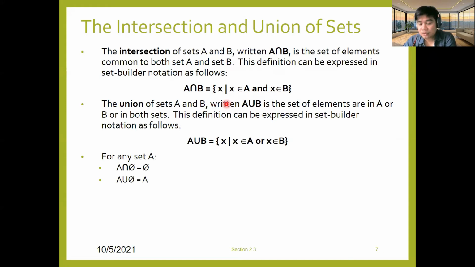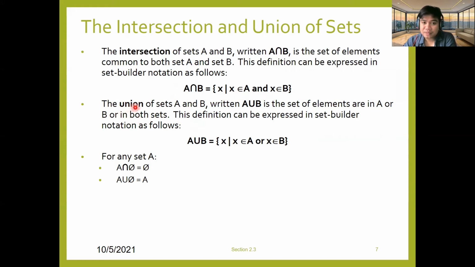Kung kinukuha natin yung intersection ng dalawang set, we make sure na ang intersection nila ay makikita nyo both sa A and sa B. Okay, that's why we use and. So, dapat kapag nakita nyo kay A, dapat makikita nyo kay B since it's their intersection.